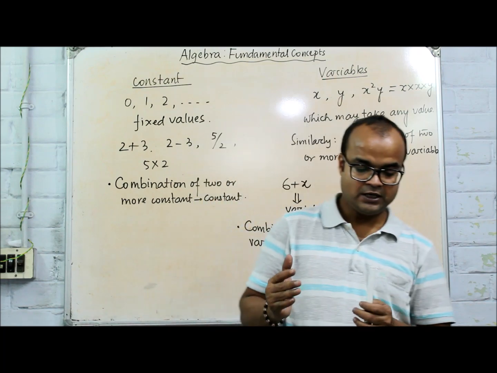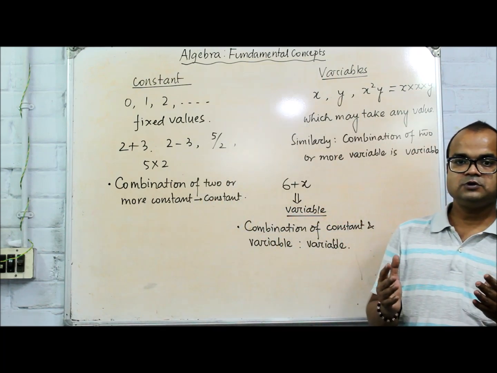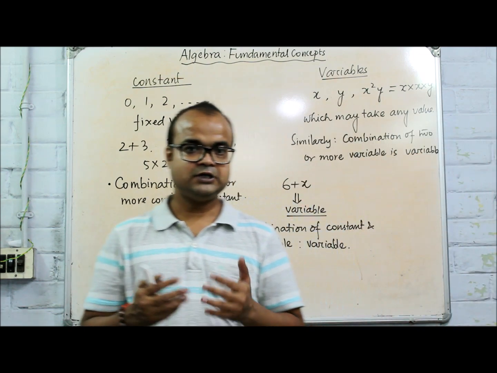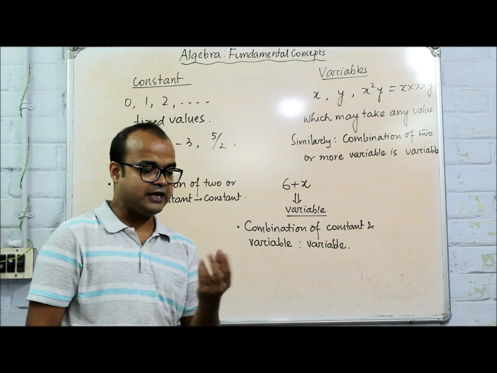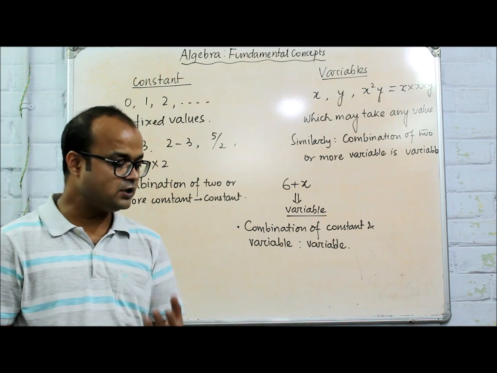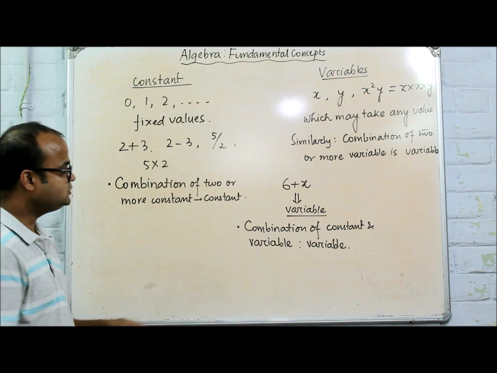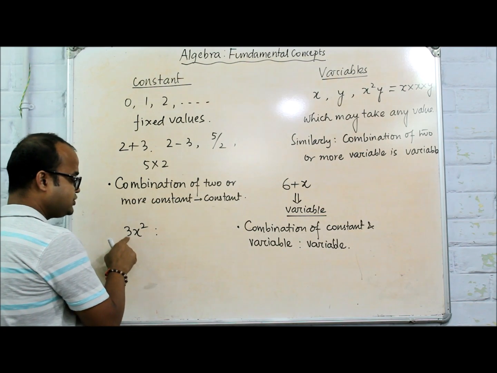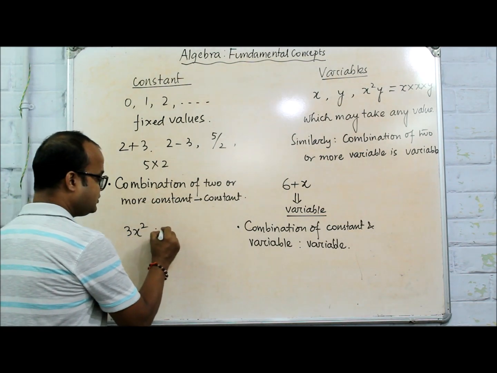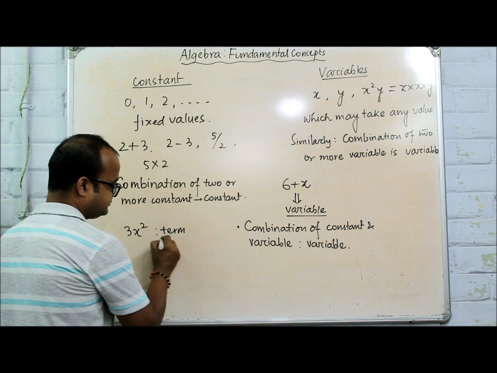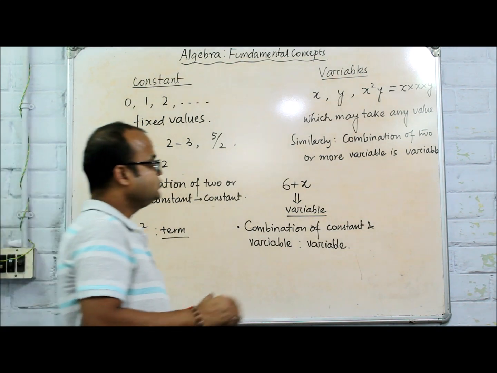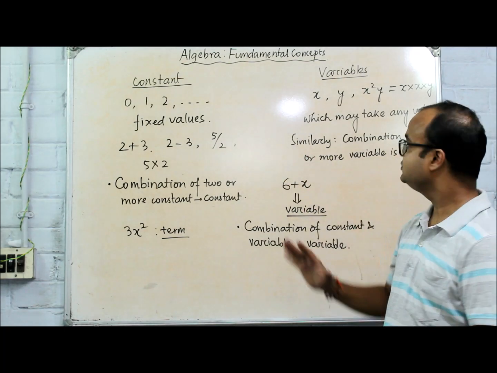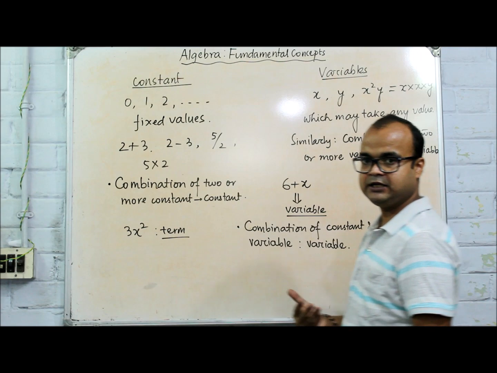Suppose I say a term is a number or a variable, or a combination of numbers and variables. Suppose I write 3x square, it is a combination of numbers and variable, so we call it a term. Clear? So again I recap the thing: constant has a fixed value, variable may take any value.